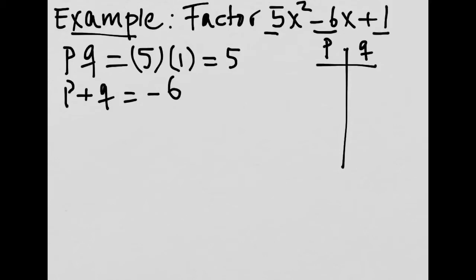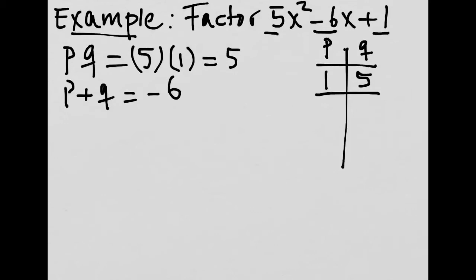We can start with p being 1 and q being 5. Notice how 1 times 5 is 5. However, 1 plus 5 does not equal minus 6. So this pair of p and q does not work. So we move on to the next numbers on the list.